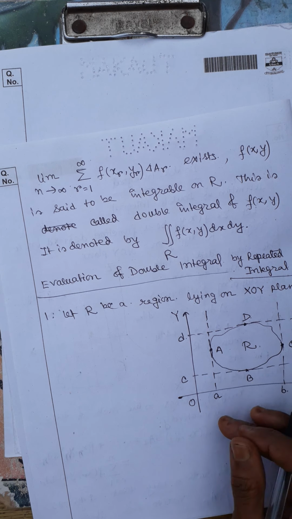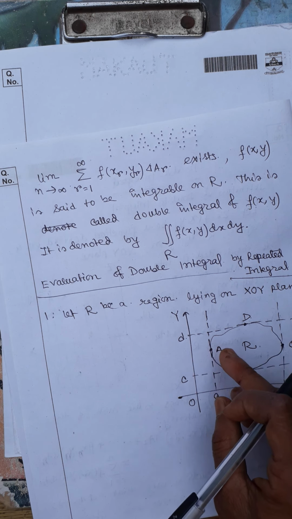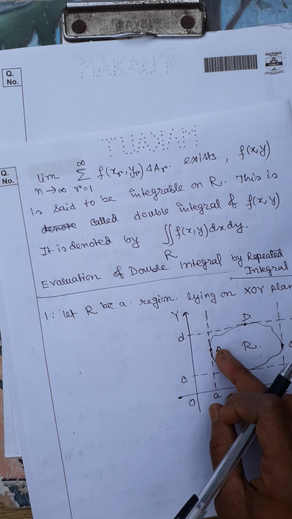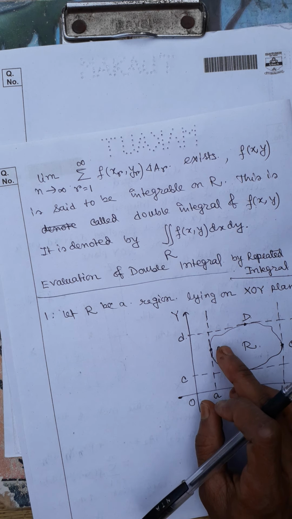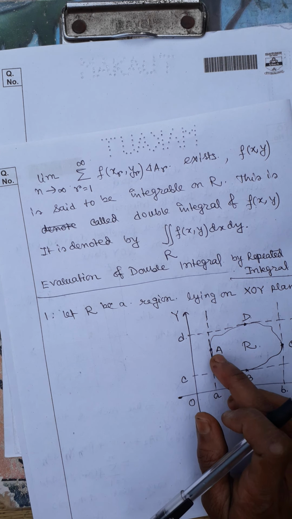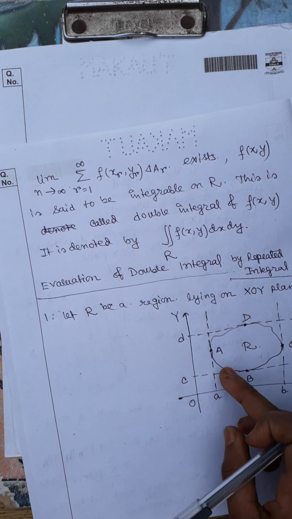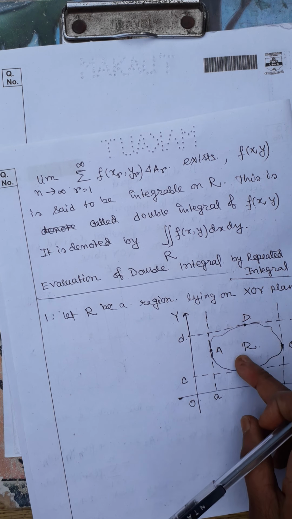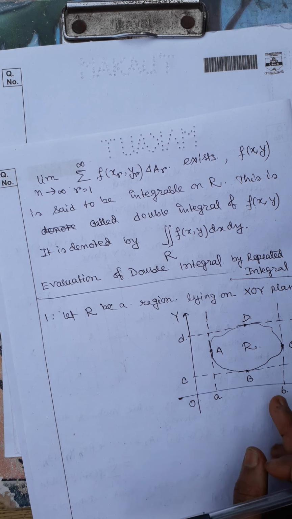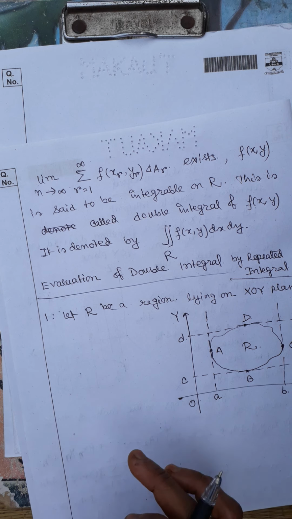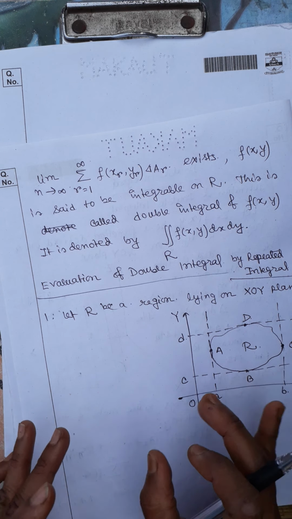Say this line touches the boundary at most 2 points, meaning a maximum of 2 points. This line touches the boundary at 1 point, but if this line goes through here, it will touch 2 points, this will also touch 2 points, and this will touch 1 point, so at most 2 points.